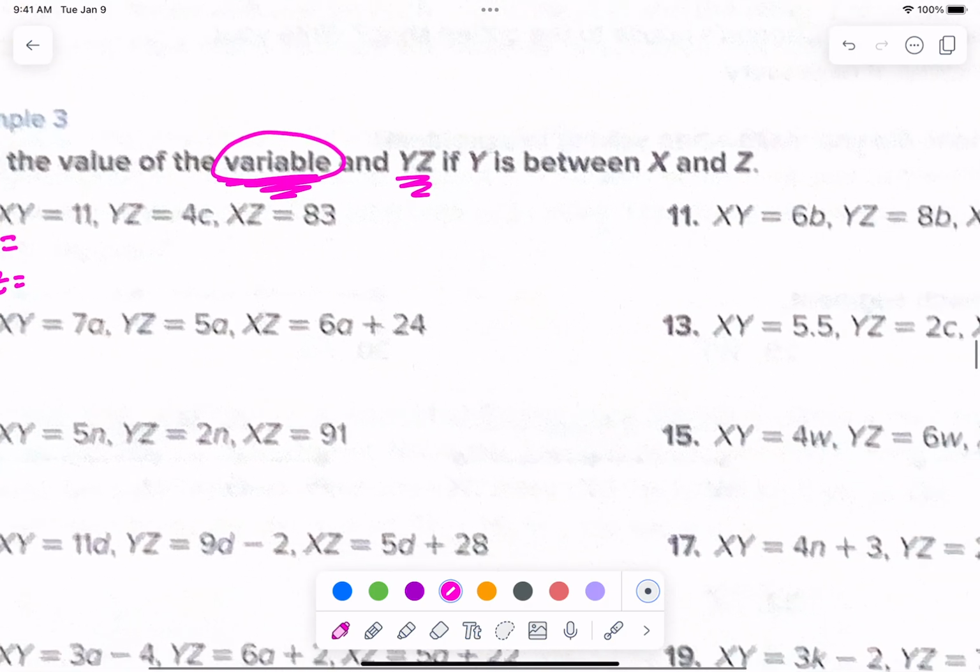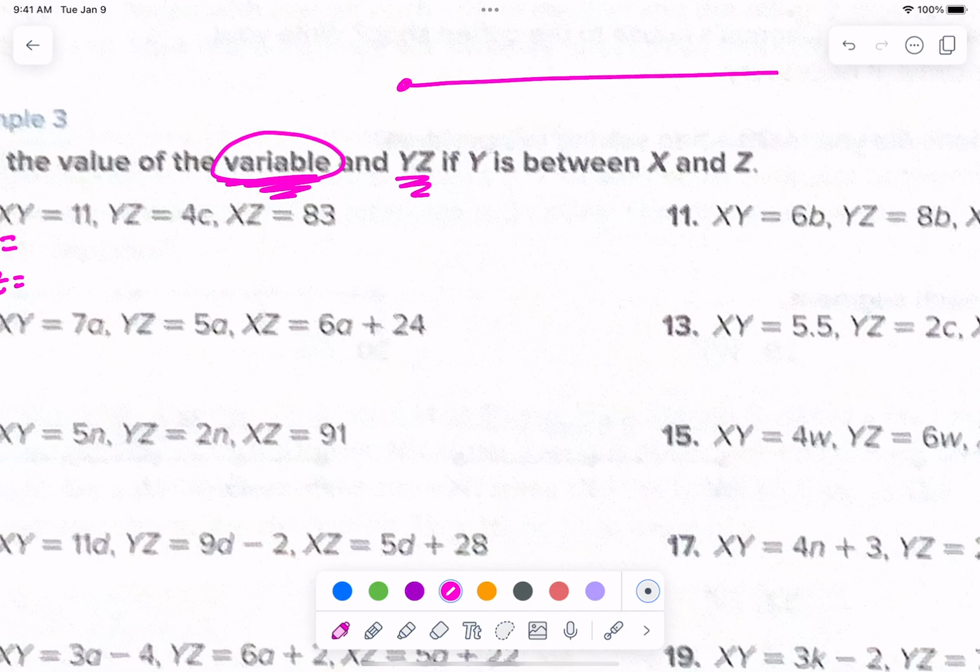Okay, here's what it says. Y is between X and Z. So I'm going to draw my diagram right here. X is here, Z is here. Does it say Y is exactly between? No, so I'm going to put Y off to the side over here so that it prevents me from trying to set them equal to each other. Does that make sense? Okay, it does not say that it's exactly between. We do not know that those are equal.